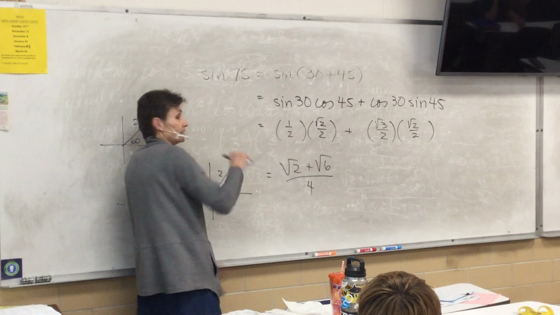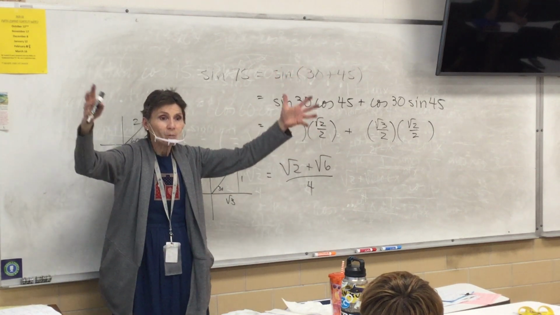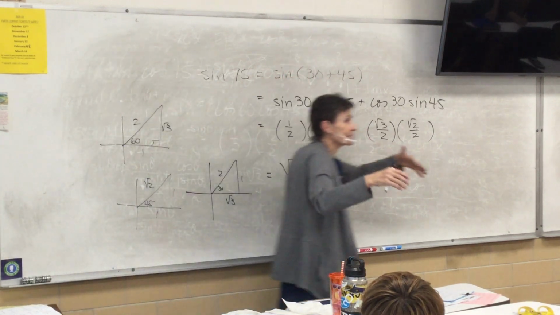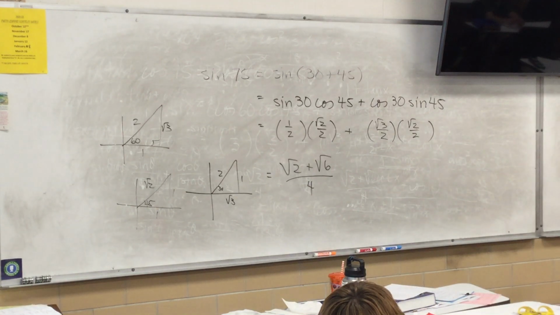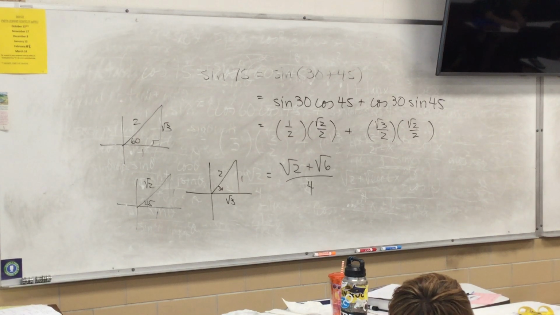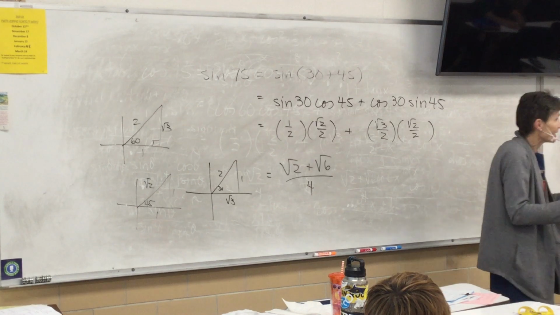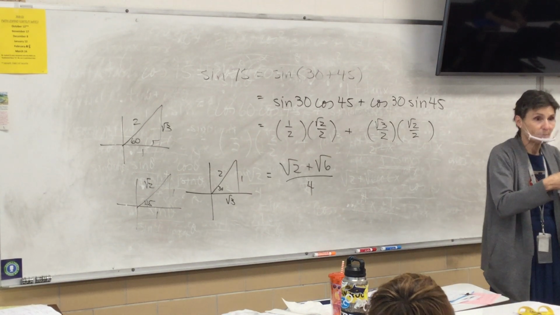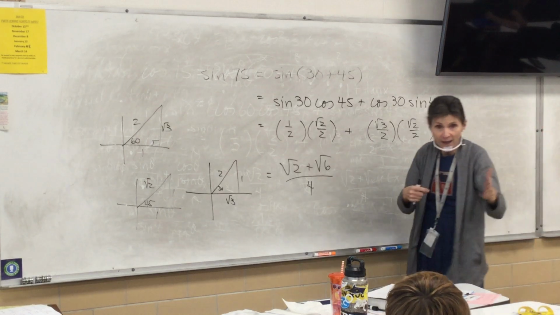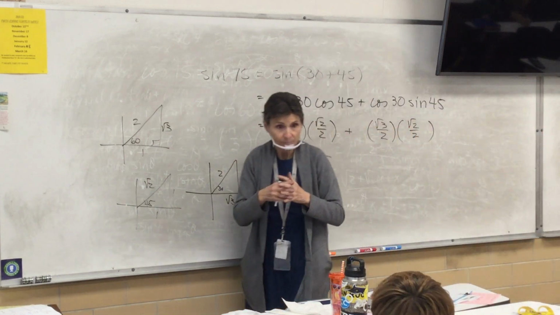75 plus 15 is 90. And what do we know about the sine and the cosine? They are co-function identities. So the sine of an angle is equal to the cosine of its complement. So the cosine of 15 is going to be the sine of 75 because they're complementary, and that's what it means to be co-function. Sine, this is cosine.